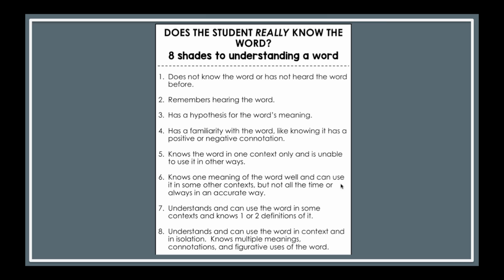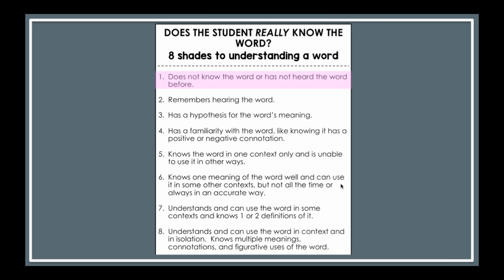The English language is so complex, especially for kids or adults who are learning it as a second language. And one word doesn't mean just one thing. It can mean a lot of different things. So when we think about, oh, my kids already know this word, I want you to think about, do they know it all the way up to the 8th shade? So these are the shades to knowing a word.